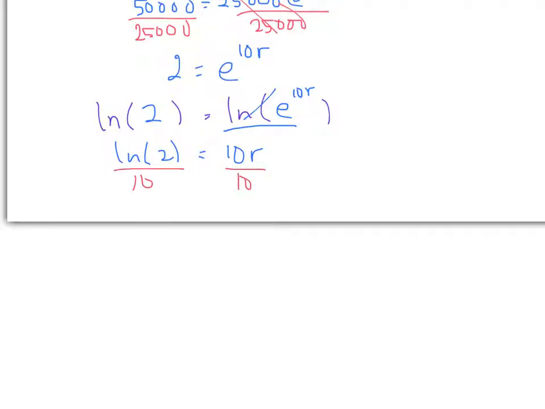And so the left-hand side I do with my calculator, and the calculator tells me 0.0693, and on the right I get r, and so the rate is approximately 6.93%. Notice that that's actually different than what we got last time. I think last time we got 6.99, and so this is slightly different. Okay, I think we have time for one more.